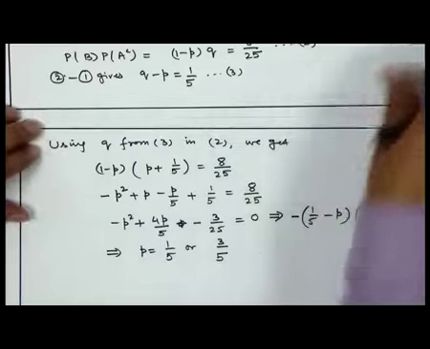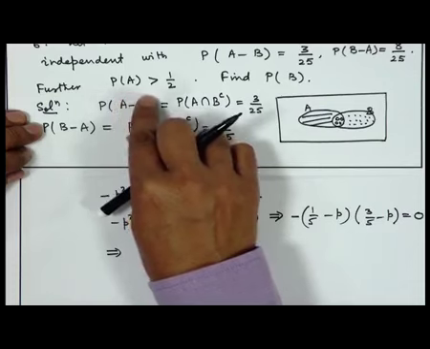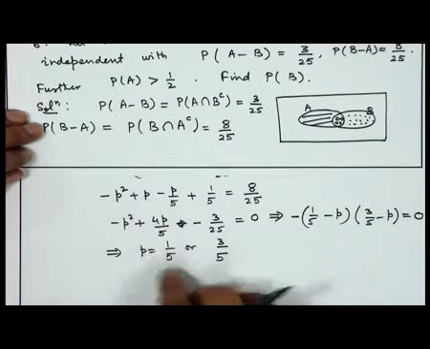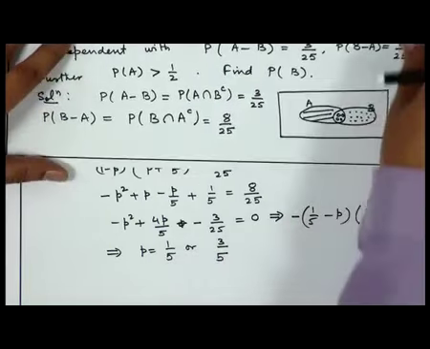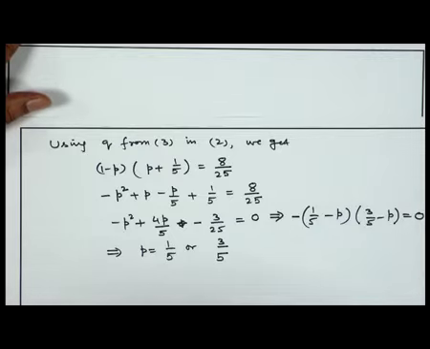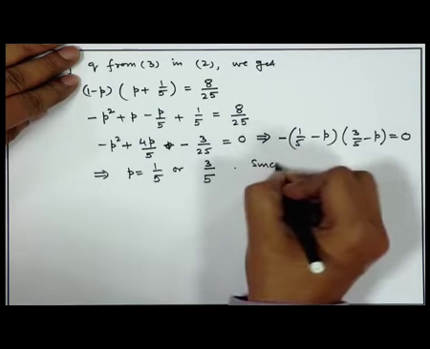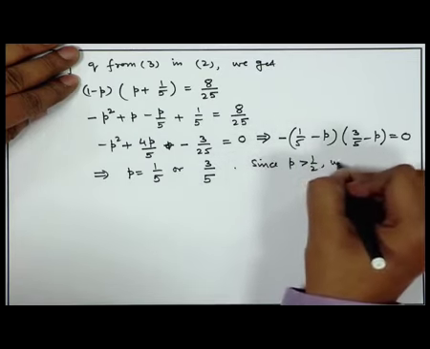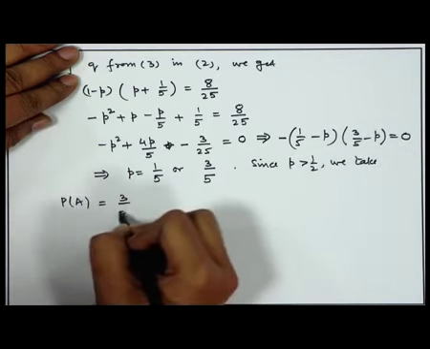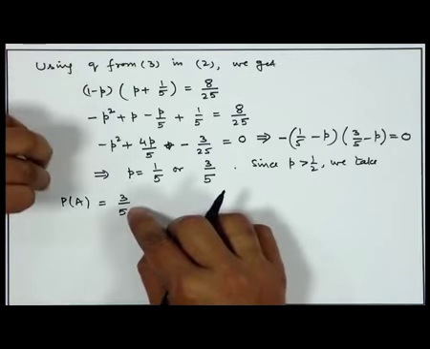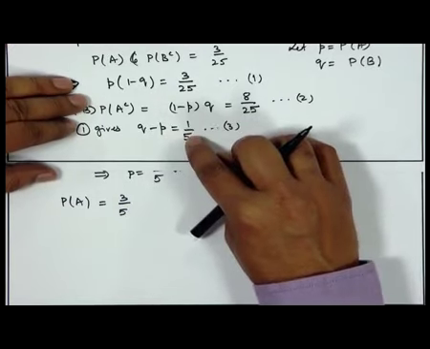Let us look at the condition given in the problem here. It is given that probability of A is greater than half. So, since I got two values, 1 by 5 and 3 by 5, I will go for the value 3 by 5 here. So, we can utilize the second option: since P is greater than half, we take probability of A equal to 3 by 5. Now, if this is 3 by 5 and I substitute in this, I get Q is equal to 4 by 5.